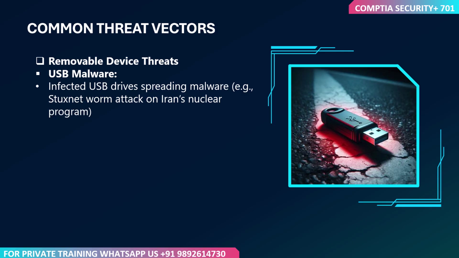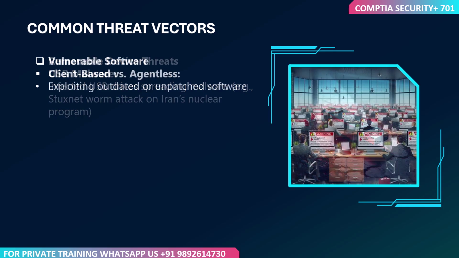Consider the real world case of the Stuxnet attack. Back in 2010, a powerful malware called Stuxnet was discovered. It was designed to target Iran's nuclear program. And guess how it spread? Through infected USB drives. Once plugged in, it disrupted critical industrial operations, proving just how dangerous removable device attacks can be. The lesson here: never plug in an unknown USB drive. If you don't know where it came from, don't take that risk.